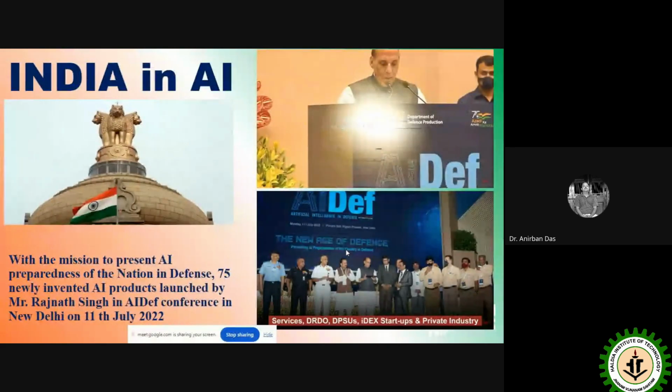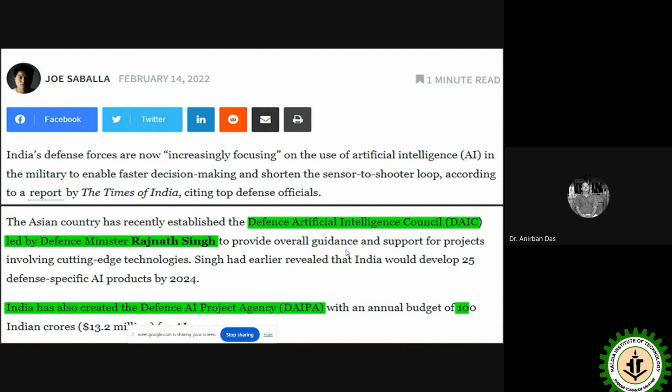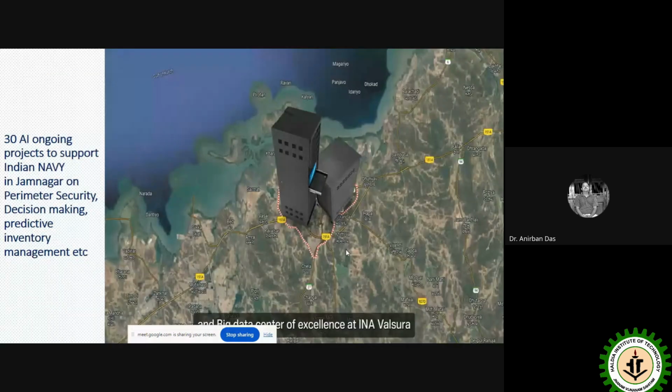In India, by July 22, there was one conference called AI DEPT, and 75 new AI products were introduced, right? And DRDO and DPSU are all in the picture. As far as India is concerned, the Defense Artificial Intelligence Council has been made, along with the Defense AI Project Agency, so that we can step forward in AI in diversified fields.